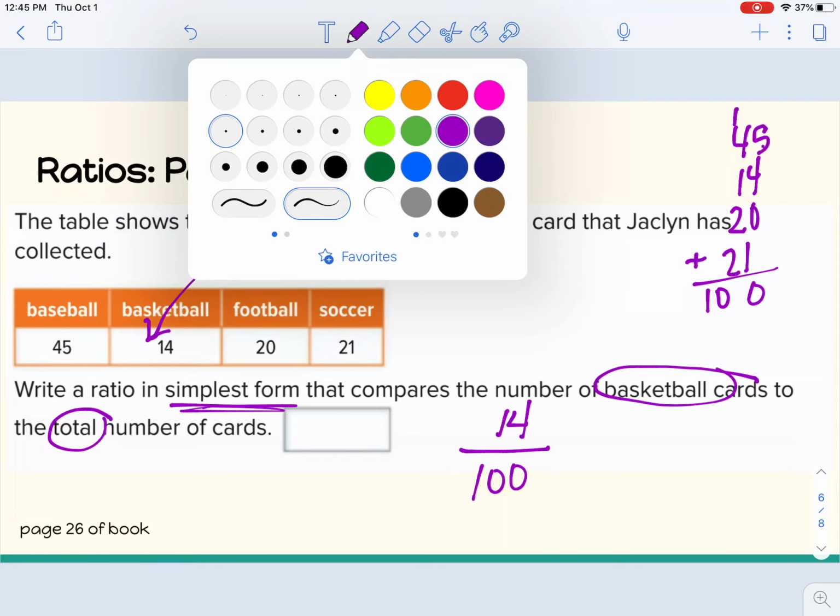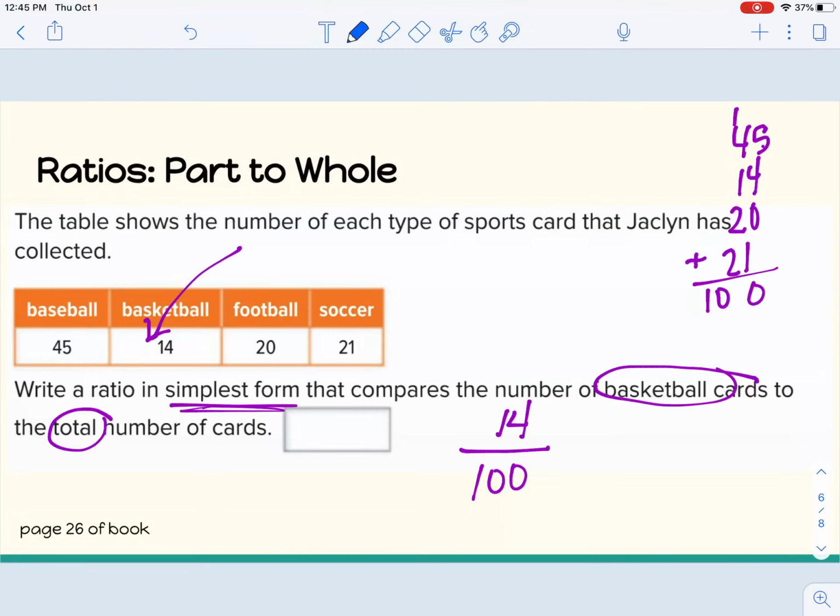All right, what do I need to do next? Think about it in your head. We need to simplify. Once again, it's a divide by 2. Okay. 7/50.